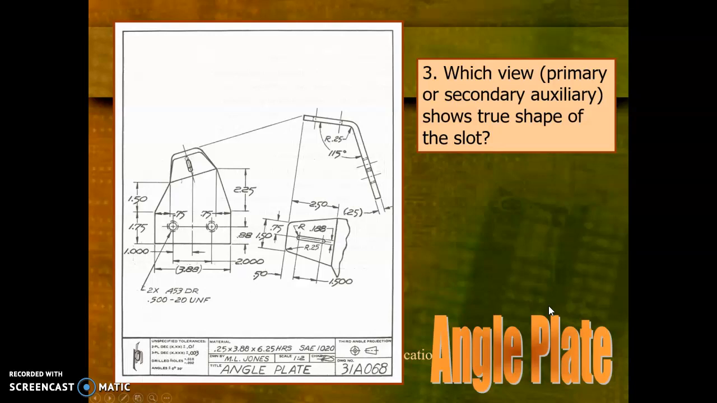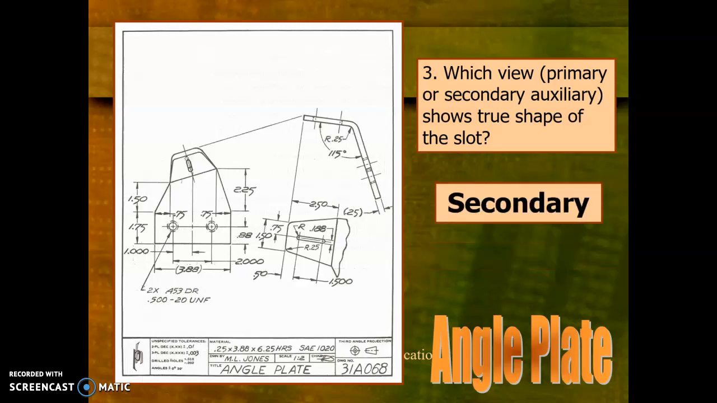All right, which view, primary or secondary auxiliary, shows the true shape of the slot? So here's the true shape of the slot. And we were able to see that because we took our principal view, projected a primary auxiliary, and then from that projected the secondary auxiliary. So it's the secondary auxiliary view that is showing us the true shape of that slot.